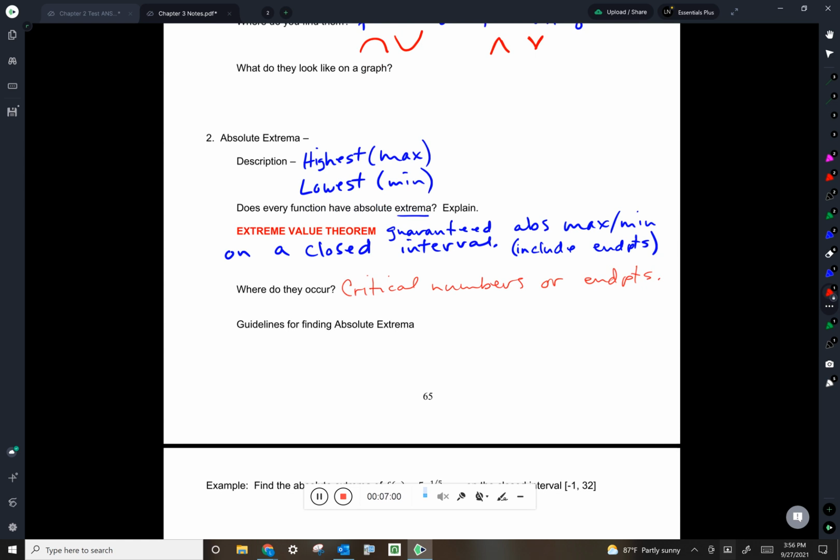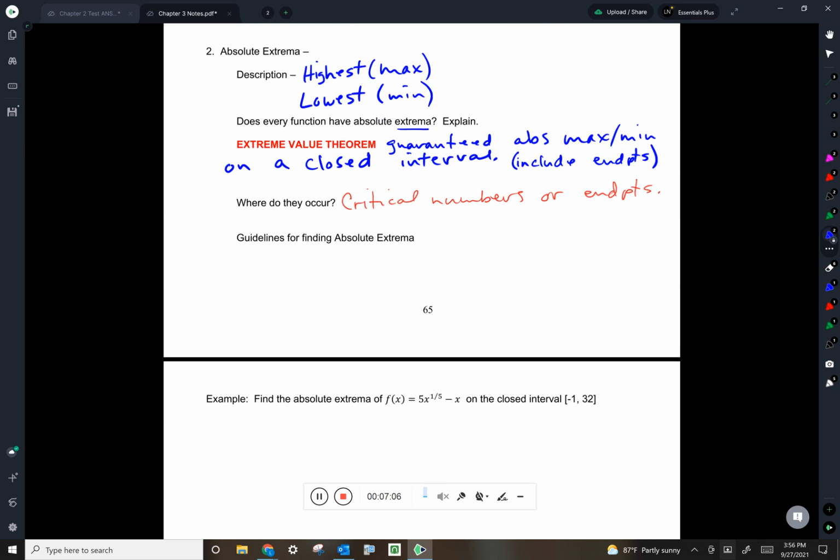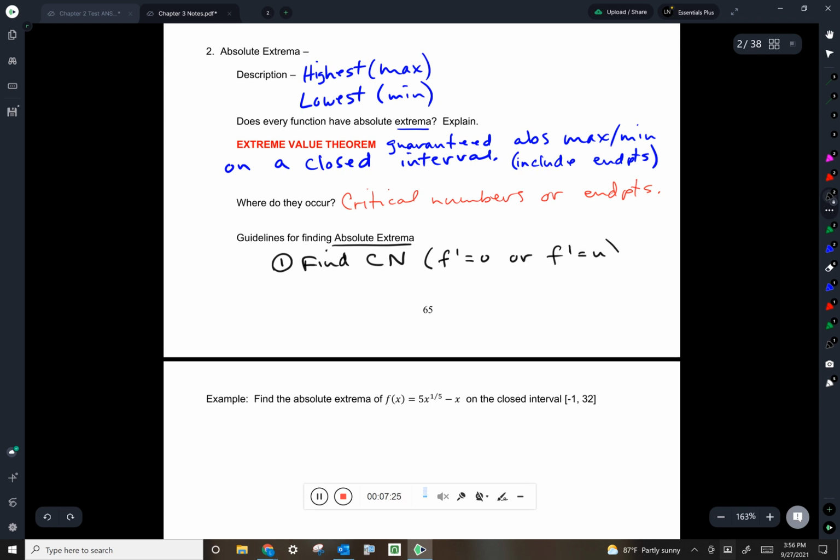So here are the guidelines, and this is what the homework for today is going to look like. Here are the guidelines for finding absolute extrema. Number 1, find all critical numbers. I'm just going to say CN. Find all critical numbers. And remember, critical numbers are when the derivative is 0 or the derivative is undefined. So you start by setting the derivative equal to 0, see when the derivative is 0, and see when the derivative is undefined.